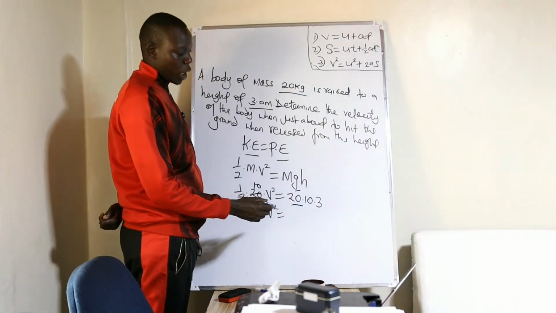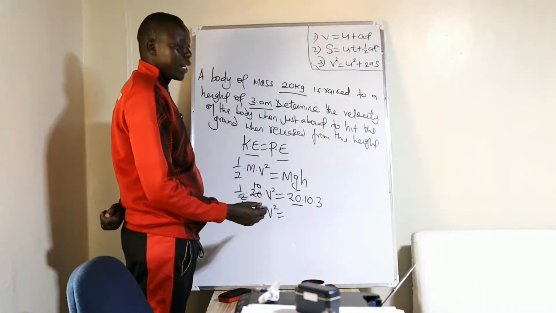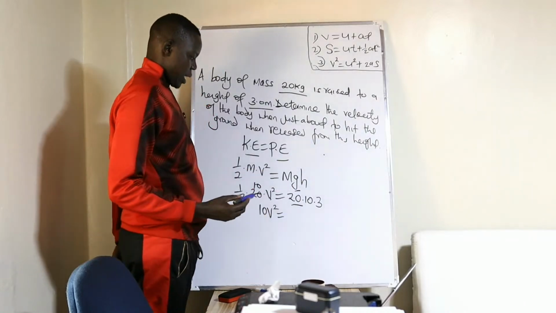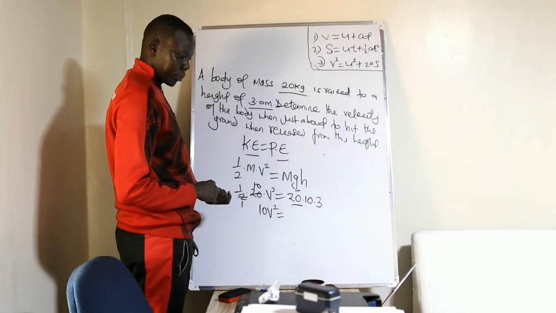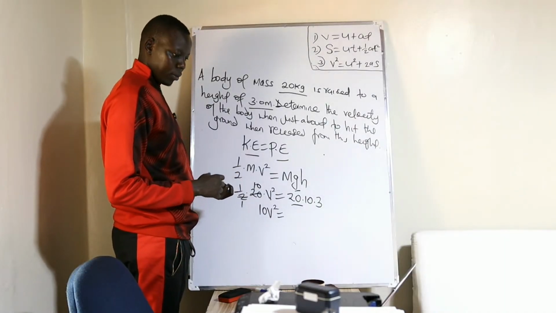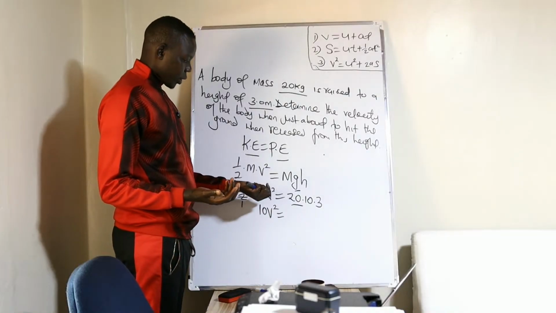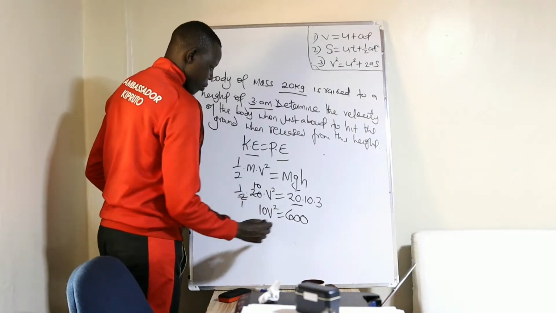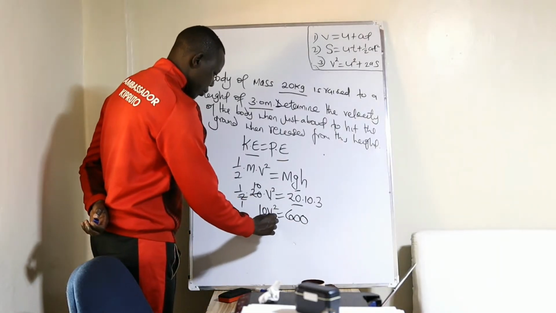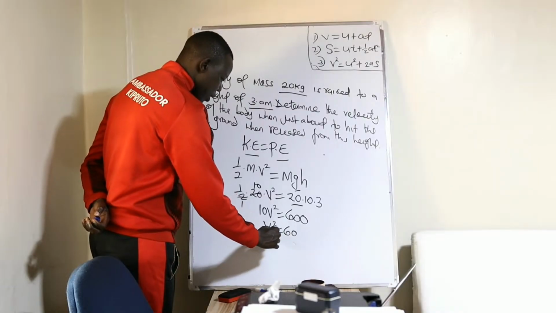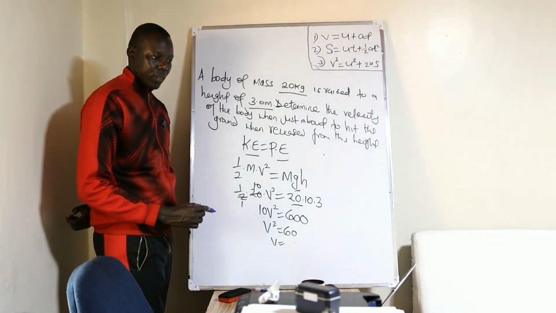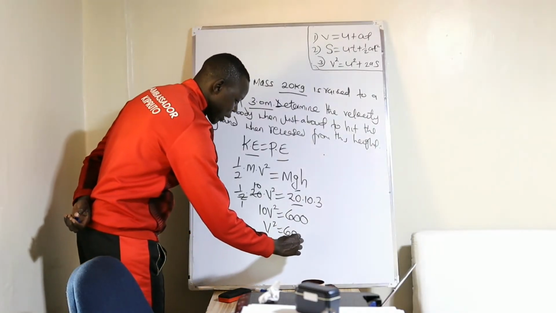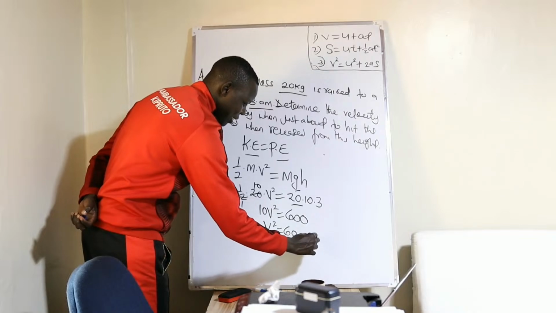By the way, I have put this decimal in maths. Dot means multiply, with 20 times 10 times 3. 20 times 10 is 200. Times 3 is 600. I have v squared goes to 60. Then what is v? 7.7 meters per second.